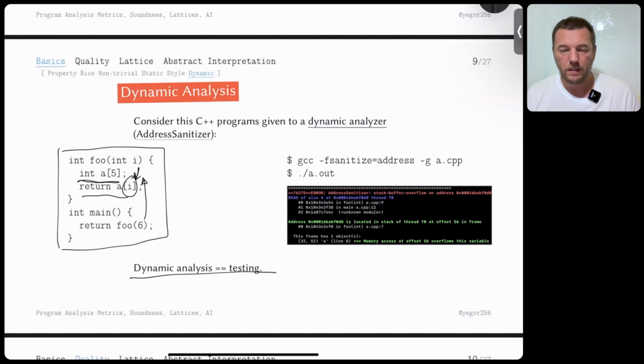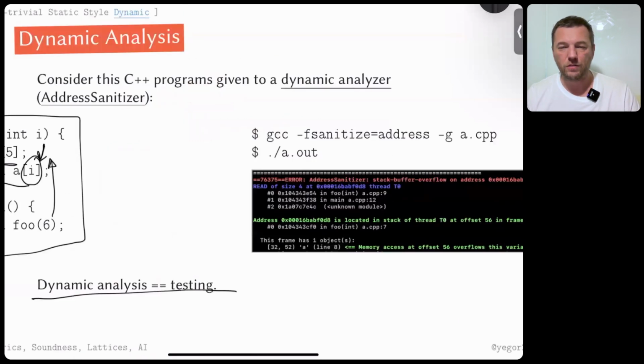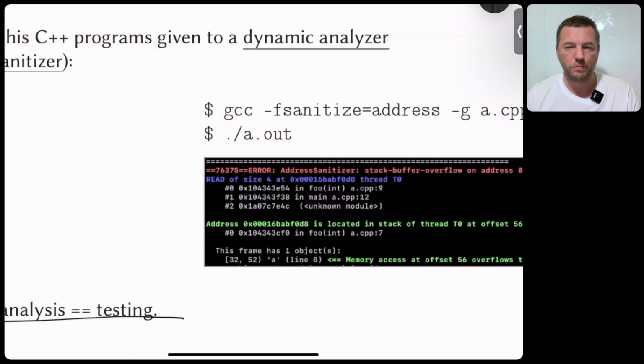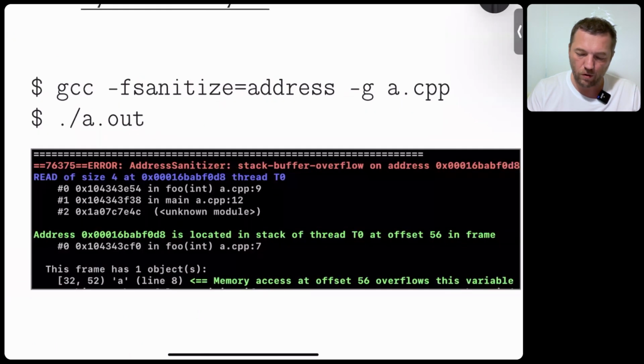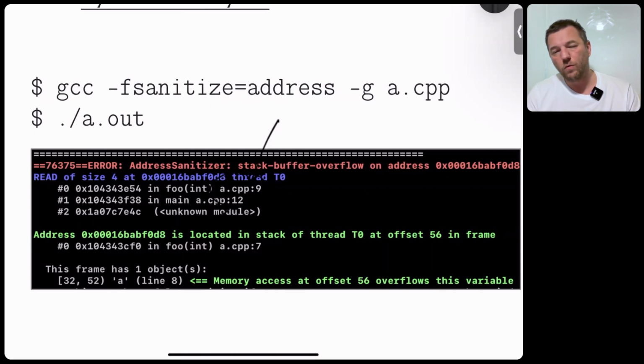It's not going to be just a segmentation fault, it will be a more detailed description of what the problem is in the code. It will show you the line of code. You see a.cpp, the line number 9. It will explain where it's coming from, in the main function. So it's going to be more detailed information, and it will also explain to you what happened. It will explain why this segmentation fault is happening. It will say memory access at offset overflows this variable. So you get the detailed information.